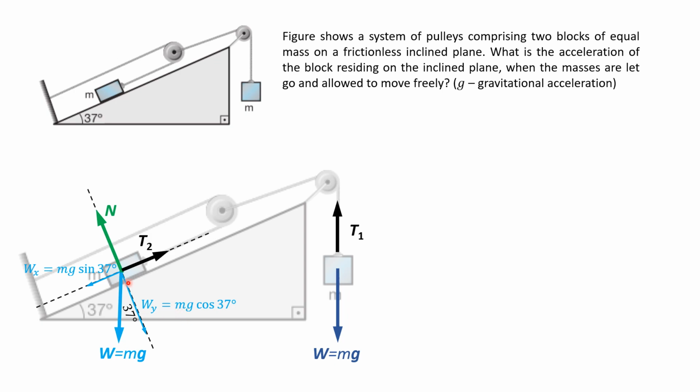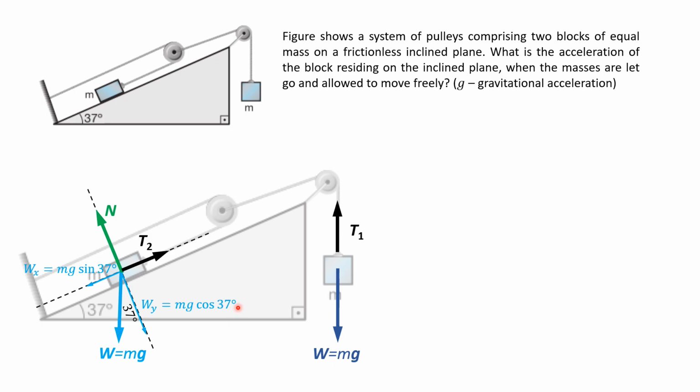Similarly, for the y component, this is the adjacent leg of the right triangle. That means the adjacent leg divided by hypotenuse has to give us the cosine of this angle, or cosine of 37, or wy in this case is going to be mg times cosine 37.